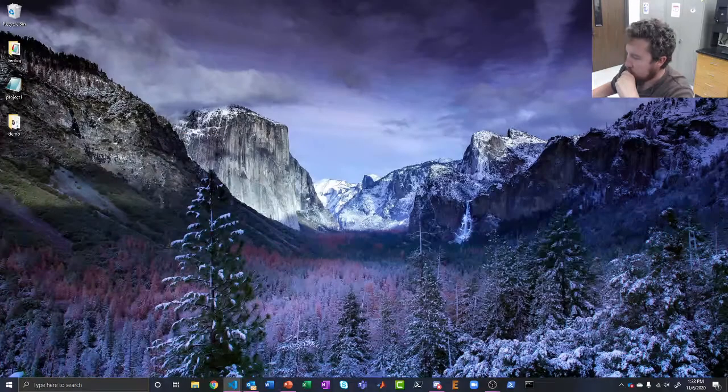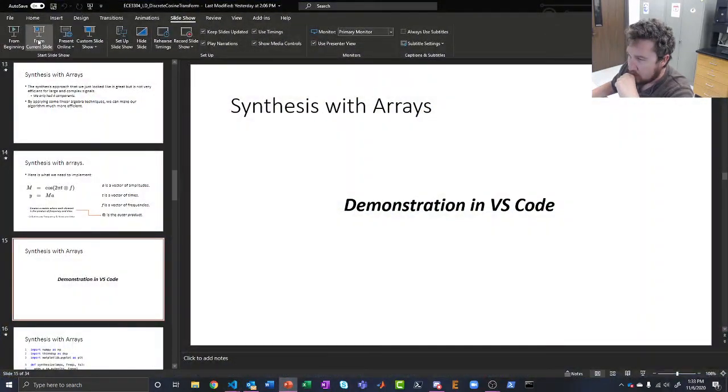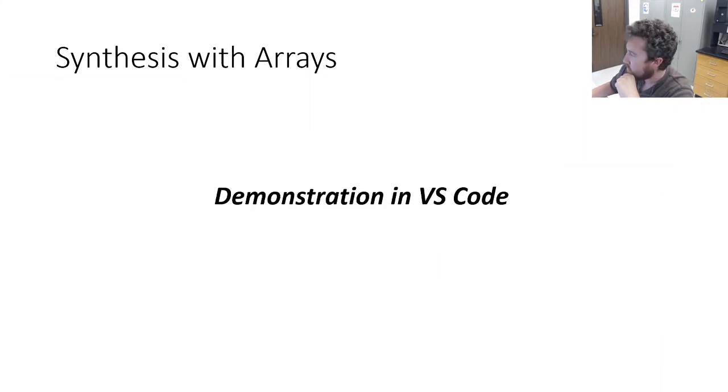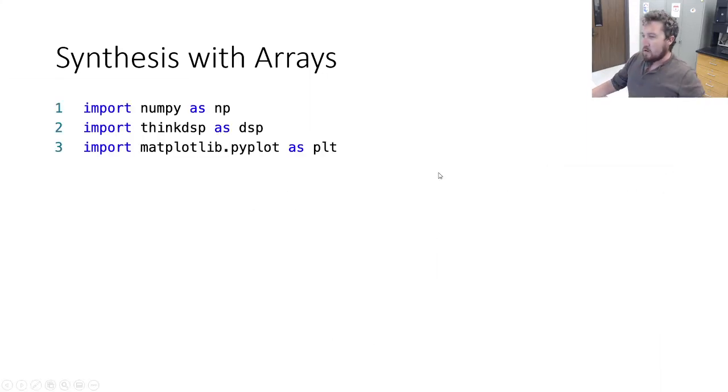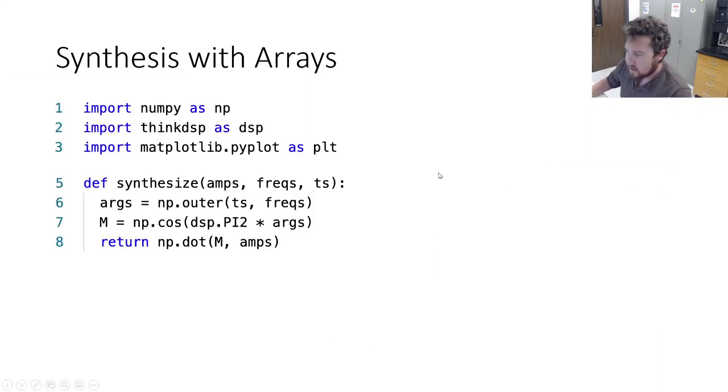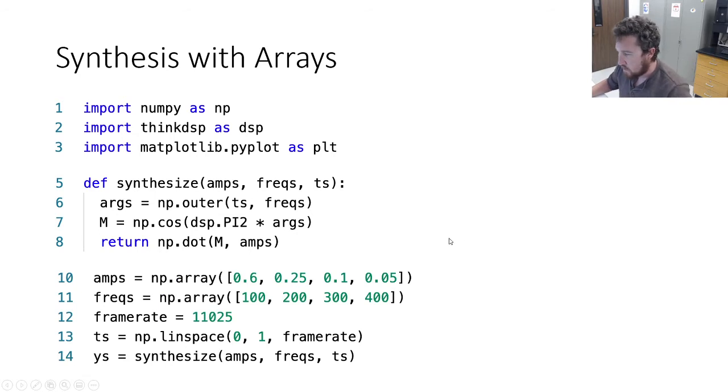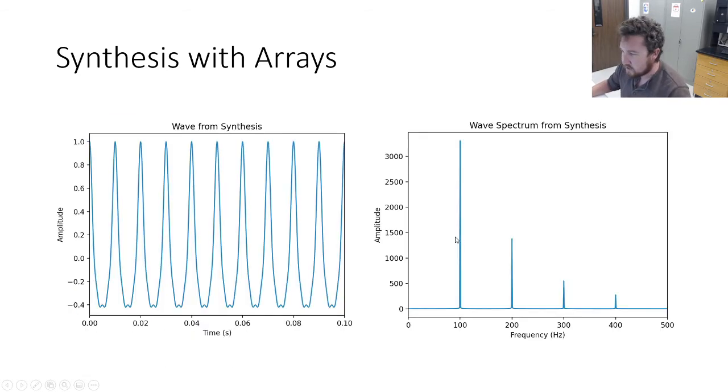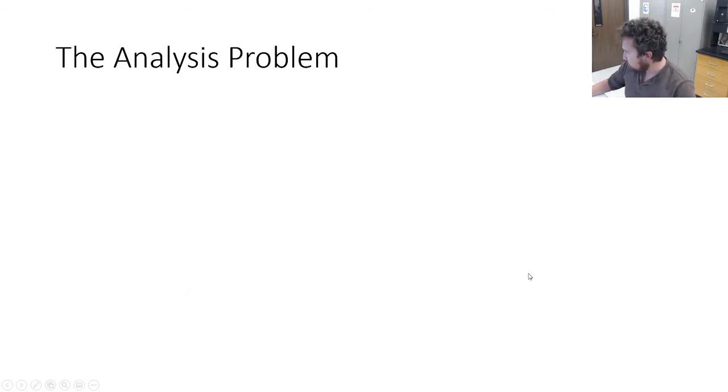All right. So let's minimize that. Let's go back to PowerPoint from the current slide. And here's the code that we just saw, synthesize. It's a little bit different because when I prepared this, I wrote everything separately instead of combining it all. But when we're done, we get the exact same sort of distorted cosine wave with our same spectrum at 100, 200, 300, and 400 hertz. So that's the synthesis problem. Let's talk about the analysis problem now.